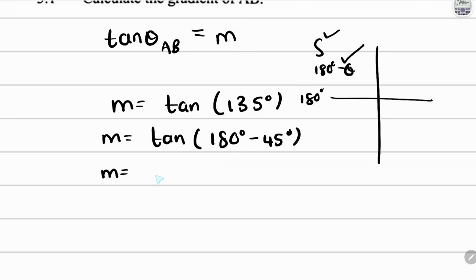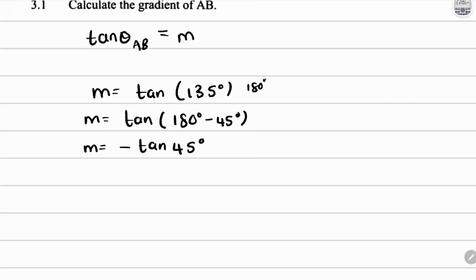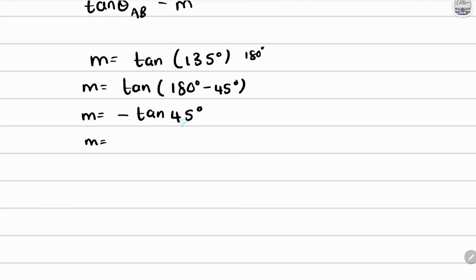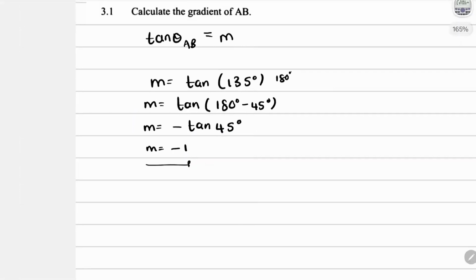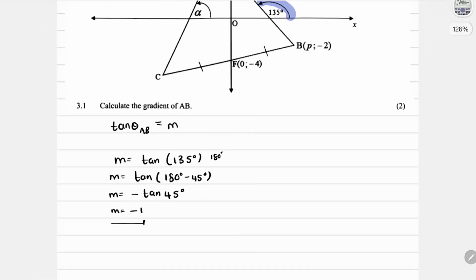So our gradient is negative tan of 45 degrees. And you can use your calculator, but tan 45 degrees is always going to be equal to 1. So this means that the gradient here is -1. Okay, so that is our answer. The gradient is -1. Moving on to the next question.